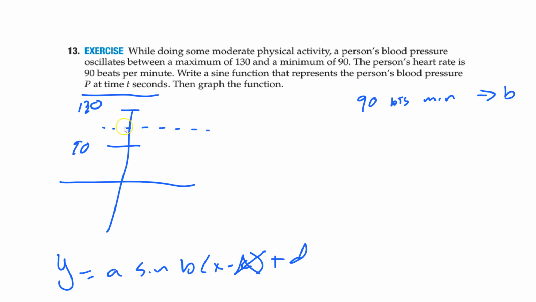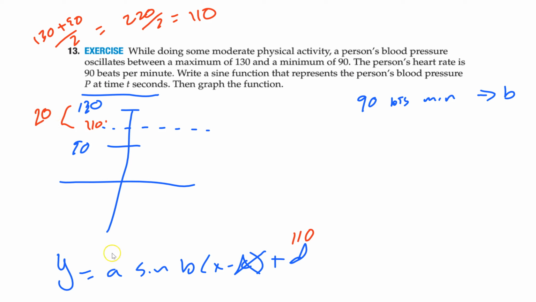First, let's find our middle. That's the easiest one. So you have 130 and 90. We have to find halfway between those two. So you just add them up and divide by 2. So I get 220 divided by 2, which is 110. So that's my vertical shift. That's the middle. Now once I have that, I can find the amp. Just subtract 110 from 130, and you get 20. That's how high up and how low I go.